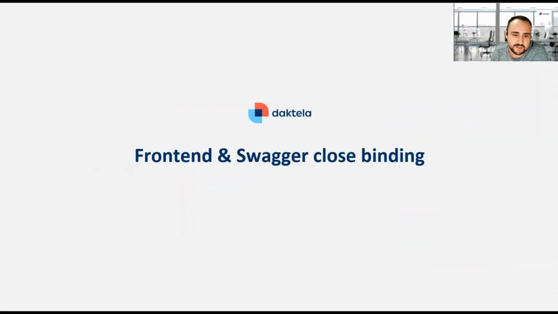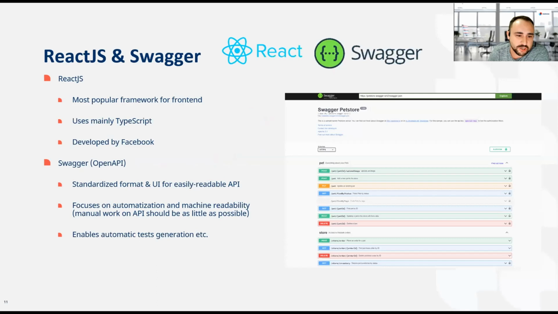So the first part is the implementation of the front end and Swagger binding. I'll start from the front-end part because that's one of the easiest, or smallest. So what's ReactJS? It's today, I'd say, the most popular framework for front end. It uses mainly TypeScript, which is sort of an expanded JavaScript, and it's developed by Facebook.